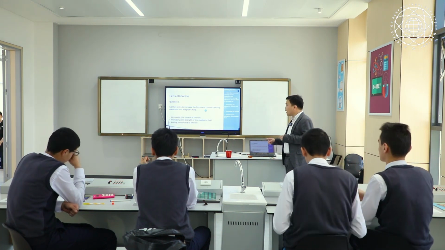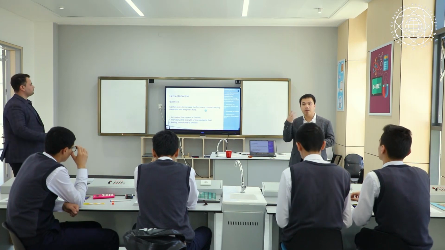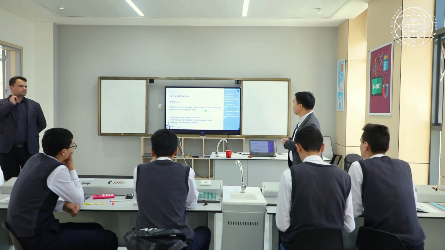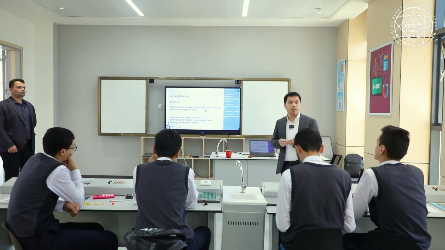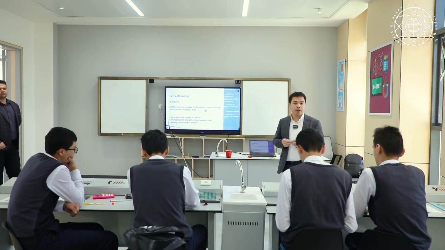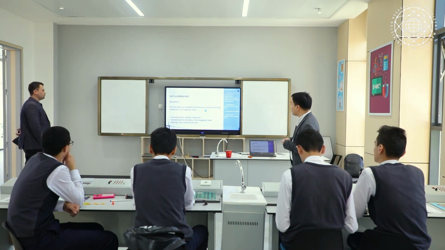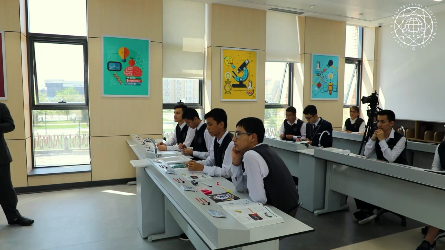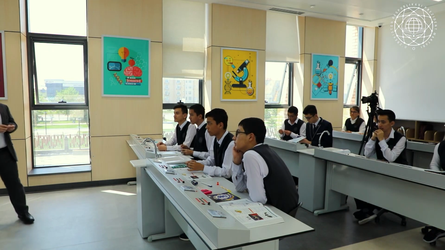So we increase the current in the coil, meaning we increase the number of batteries. Then we increase the strength of the magnetic field by adding more magnets. And then we add more turns of coil on the wire.